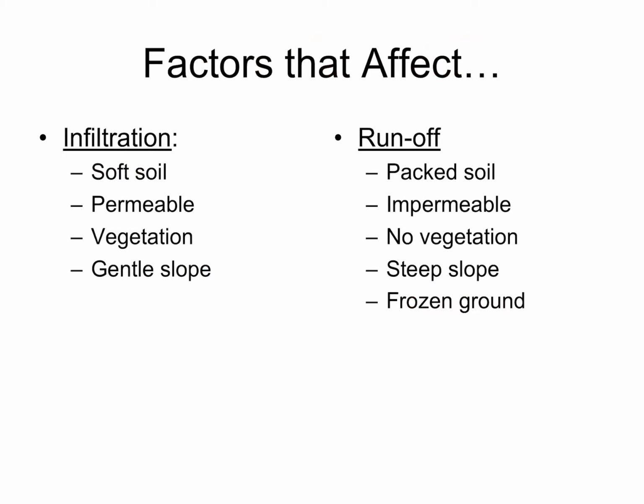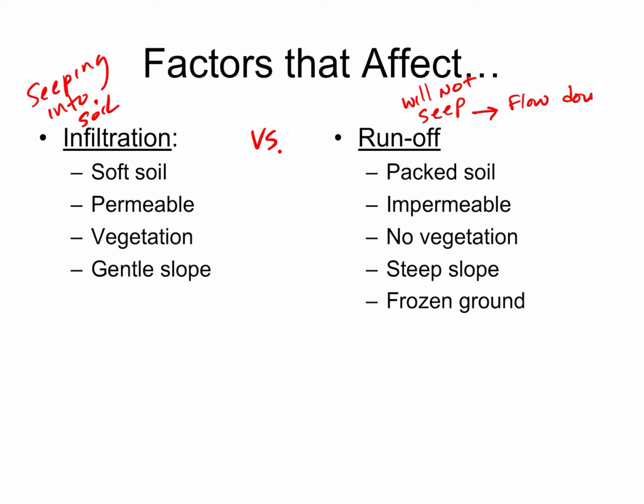All right, so infiltration versus runoff. You either get one or the other. Infiltration means that it is seeping into the soil, and runoff means that it will not seep. It will flow downhill. Okay, so these are just a couple factors that will determine if it will seep into the soil or if it will run off, if it will just flow downhill. All right, so take a look. If it's soft soil, nice, spongy, aerated soil, that's going to support infiltration. That's why a lot of people that are doing their gardening take a rake and mix up that soil. They aerate it to get a lot of air into it because it will allow more water to soak in.